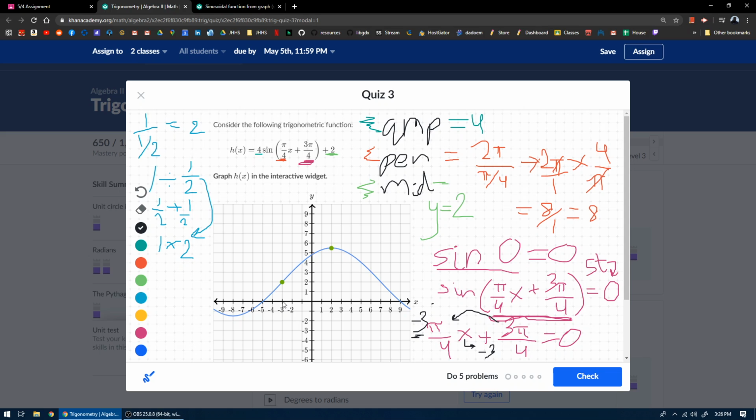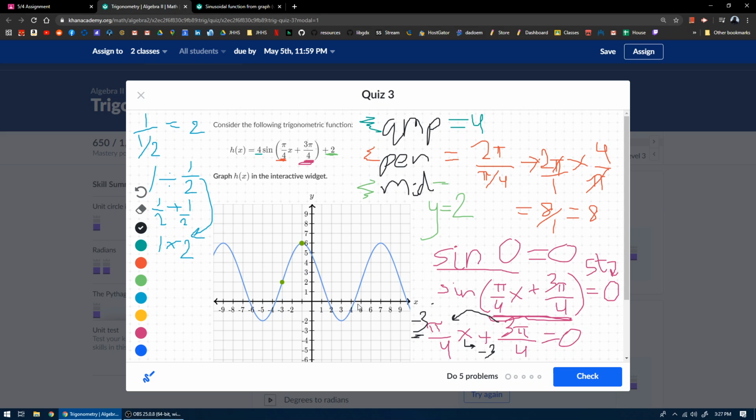So 0 units. 1, 2, 3, 4, 5, 6, 7, 8. It should end at 5. Right, you see here? Oh, sorry. It should end at 5. So one whole cycle. So up, down. It should end back where it started at 5. Amplitude is 4. So 1, 2, 3, 4 at 6. Okay?